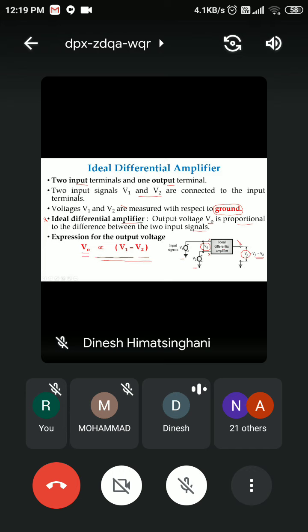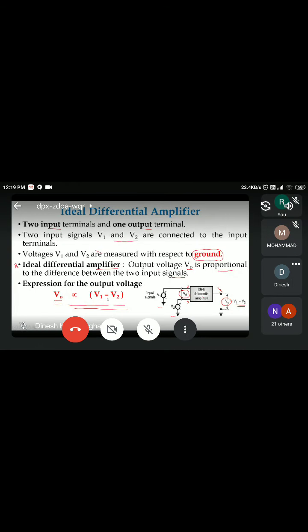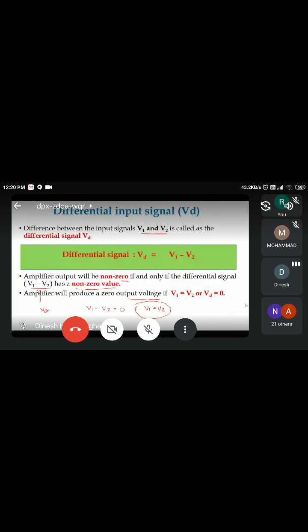The output is proportional to V1 minus V2. So this is the expression for the output voltage, V1 minus V2. I'll go ahead to the next slide. This is your differential input VD, which is V1 minus V2. If V1 minus V2 is 0, VD is 0, amplifier output is 0. If V1 minus V2 is non-zero, VD is non-zero, amplifier output is non-zero.